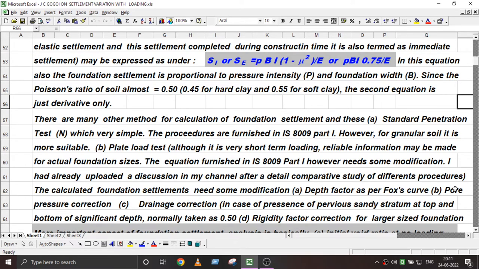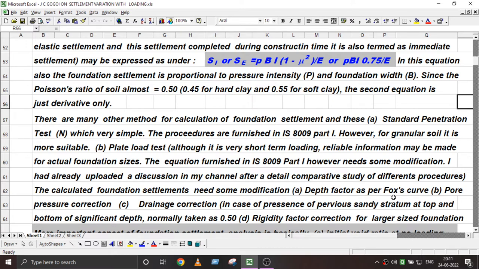And for B, in case of a rectangular foundation, we should take the correct depth factor, or you can go for an equivalent B, considering a square, converting L by B into a square, then take B from that equivalent area.